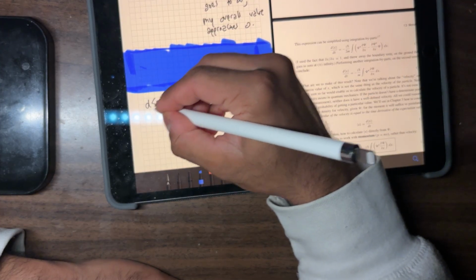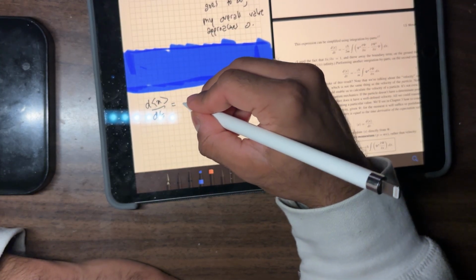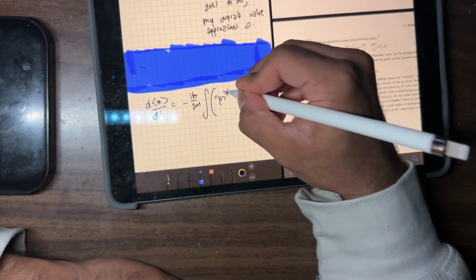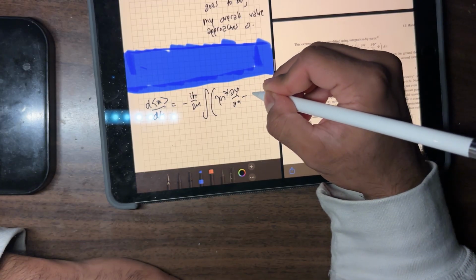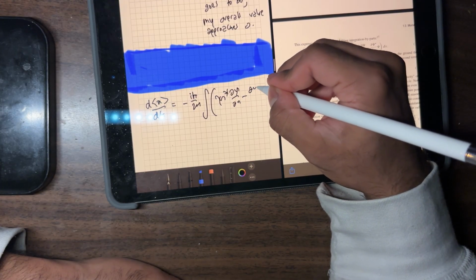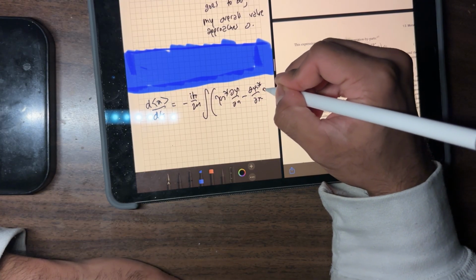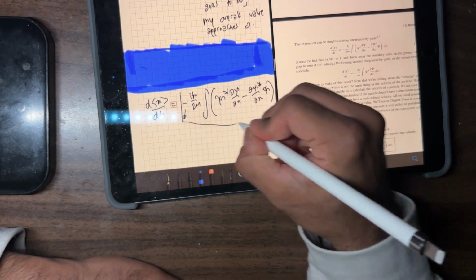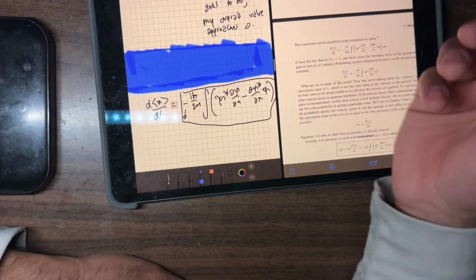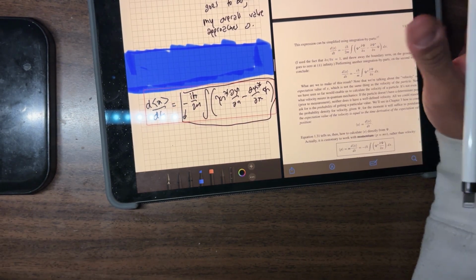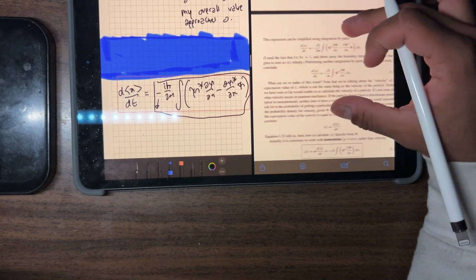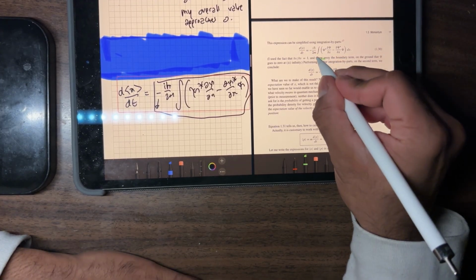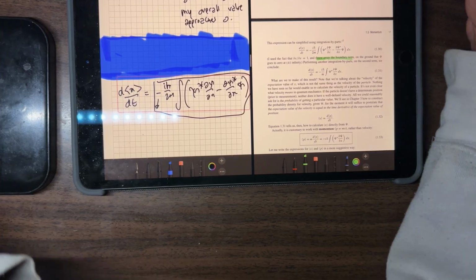d expectation value of x by dt would simply be minus i h bar by 2m, psi conjugate d psi by dx minus d psi conjugate by dx psi. So this minus is because this overall wave function is actually decreasing, and this is where throwing away the boundary term came in handy.